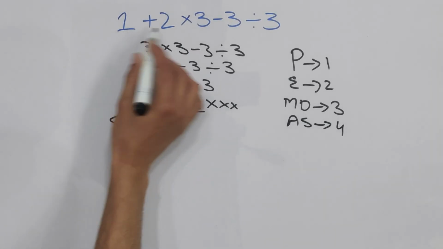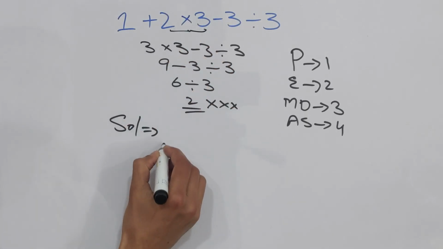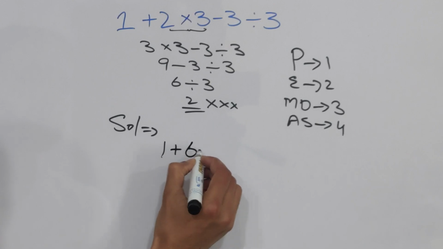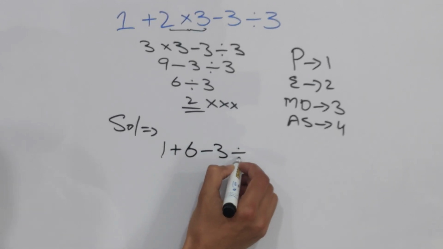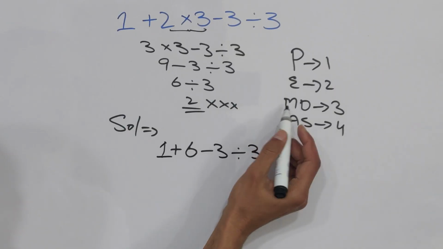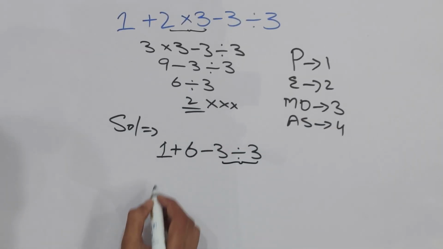again. Okay, so first of all, multiply, right? So 1 plus 2 times 3, 6, right? Minus 3 divided by 3. Now multiplication and division from left to right. So okay, so now divide first.